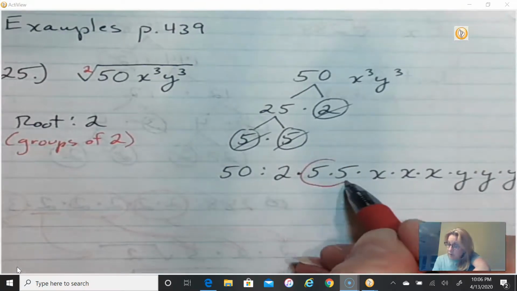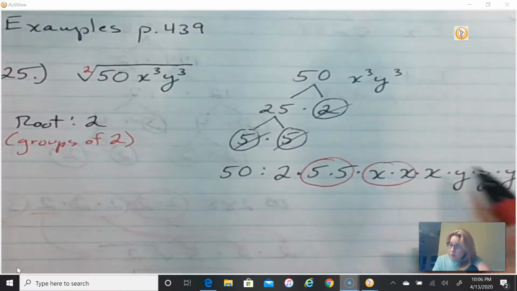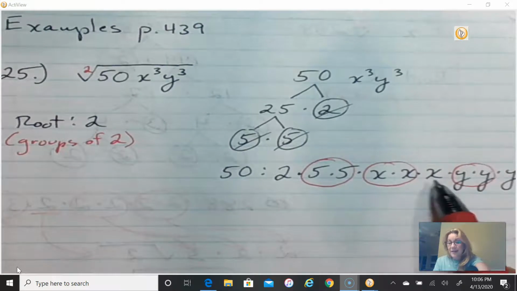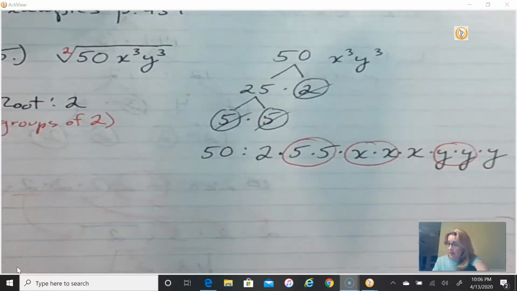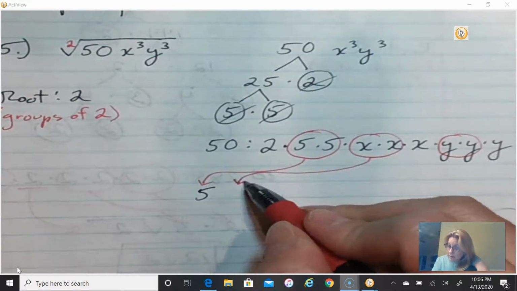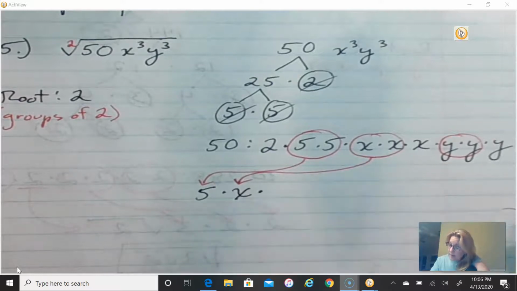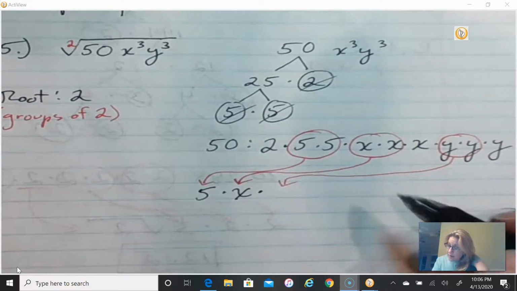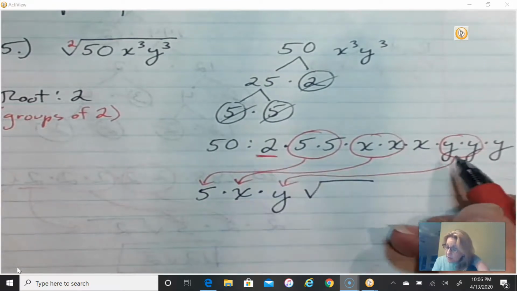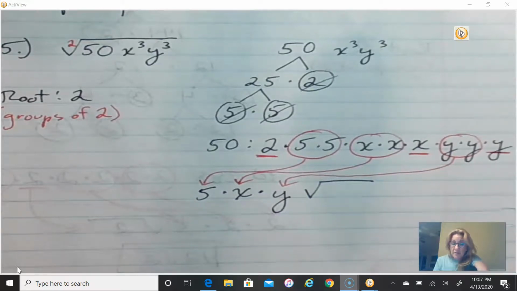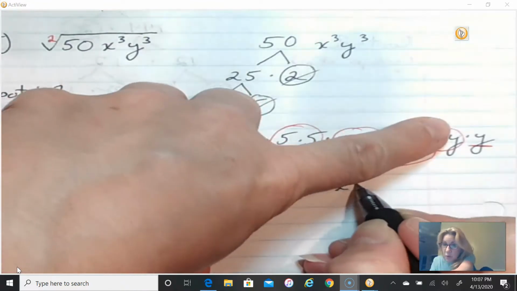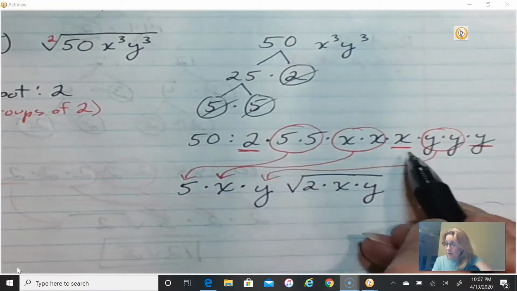All right, so here's a group of 2. I have 3 x's, so I can circle one group of x's, and I have 3 y's. Circle another group. Remember, there's 3 x's and 3 y's, so I write them out like this with the multiplication in between. And they go on the outside. 5 times x times y goes on the outside, times your square root of what do you have left over? You have a 2, an x, and a y left over. So 2 times x times y. You put the leftovers on the inside.